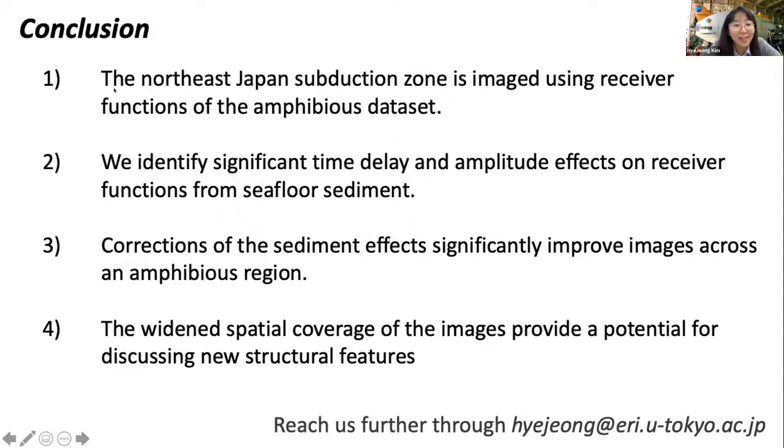So this is the last slide. We could image the Northeast Japan subduction zone using receiver functions of the amphibious data set, and we could identify the significant time delay and amplitude effects on receiver functions coming from the low velocity seafloor sediment. We were able to correct those effects to significantly improve the image across this region, and the image that has the widest spatial coverage in terms of receiver function imaging provides a potential for discussing new structural features. And yeah, if you have questions, you can ask me now or reach us further through the Symposium. Thank you.